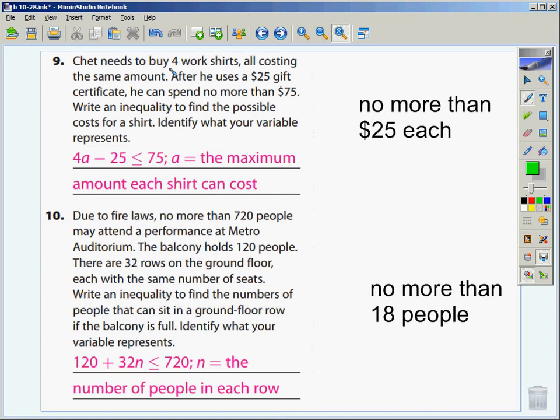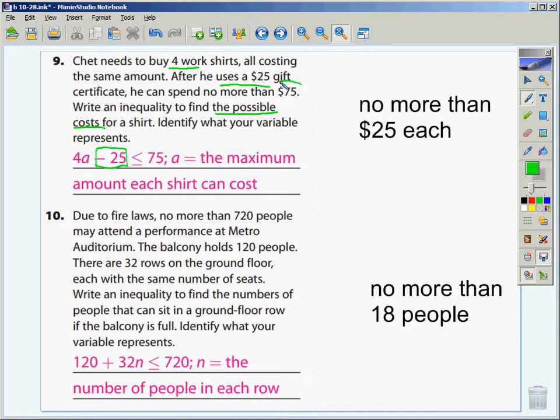Number 9. They were going to buy 4 work shirts, all costing the same amount. He uses a $25 gift card. Is that gift card coming off of the amount that he's spending on the work shirts? Which is why you see this says minus 25. And you'll notice that the variable is going to be the cost of the shirt, which is 4 times the cost, 4A or 4X.